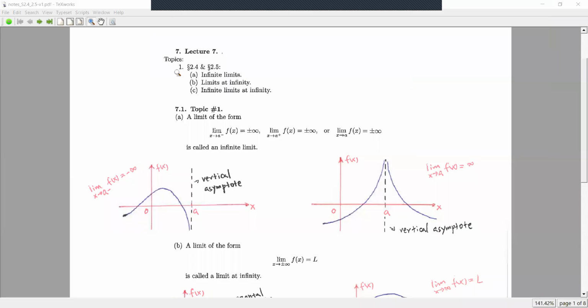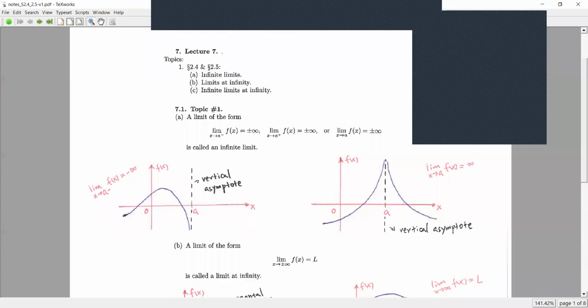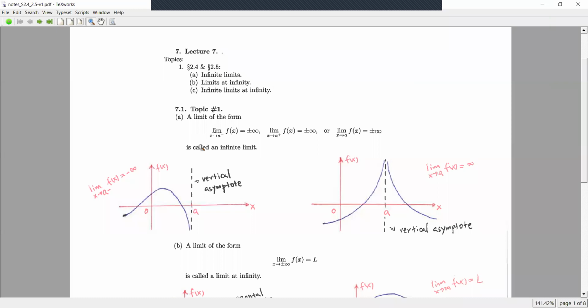Today, we studied sections 2.4 and 2.5. I combined these two sections to present. Today, I introduce you to 3 types of limit: infinite limits, limits at infinity, and infinite limits at infinity. Here are the definitions of these limits.